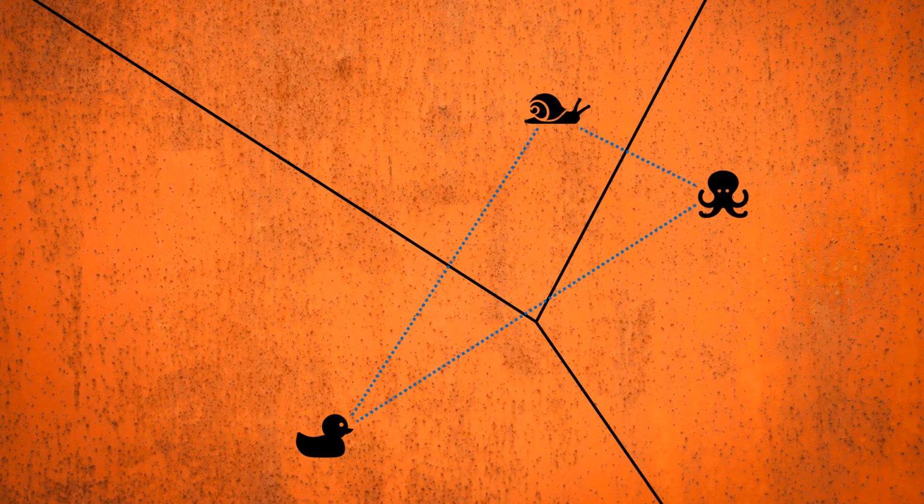If we draw blue dashed lines between neighboring critters, we can see the Voronoi edges are perfectly perpendicular to, that is, at 90-degree angles to, those dashed lines.